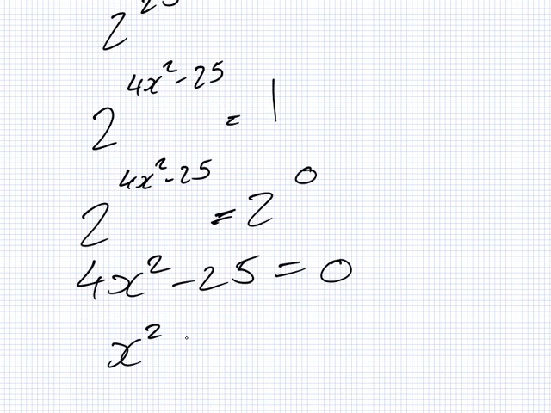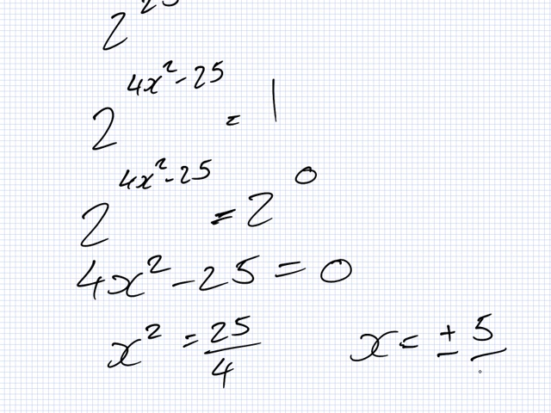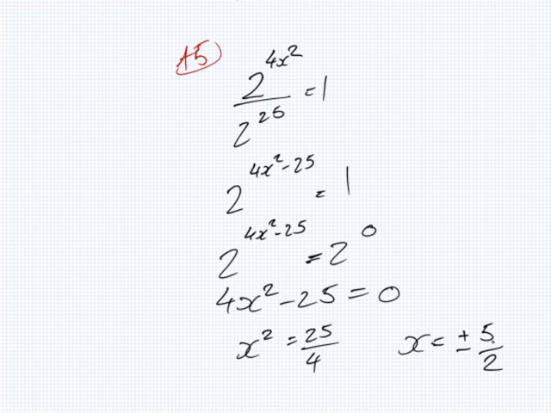x squared equals 25 over 4. So what does x equal when you square root? Plus or minus 5 over 2. That's it.